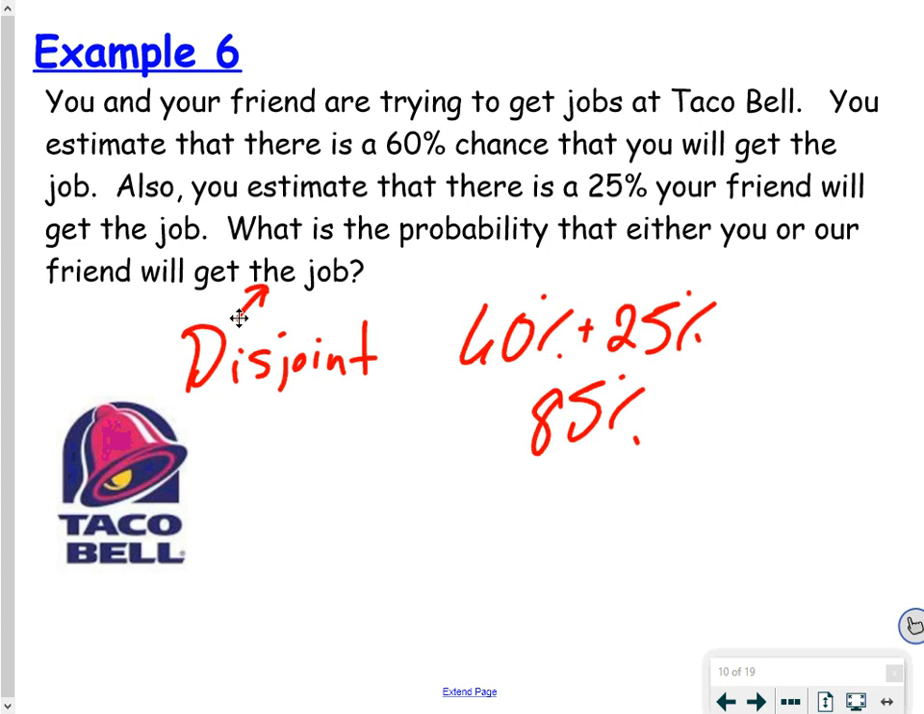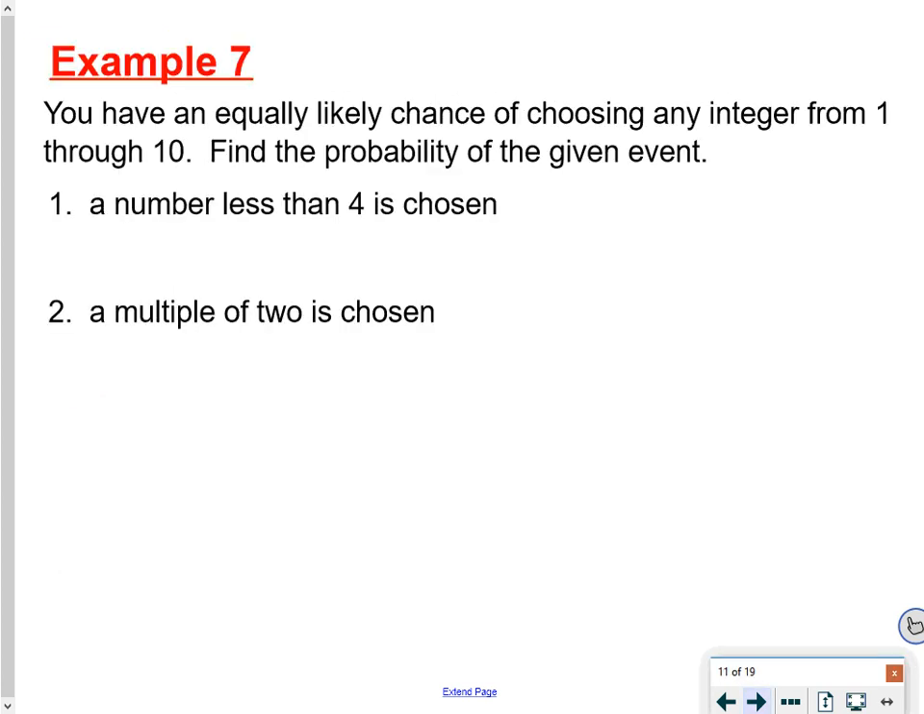Okay. A couple more examples. Here we go. This says you have an equally likely chance of choosing any integer from 1 through 10. Find the probability that we get a number less than 4. Okay, so how many numbers are there less than 4? From 1 through 10, there's 3. So that's 3/10, 0.3, or 30%.